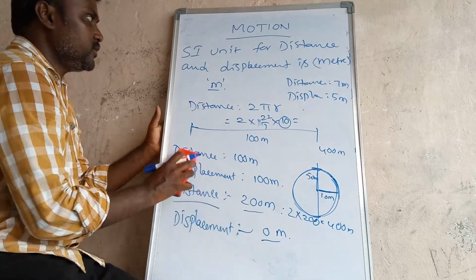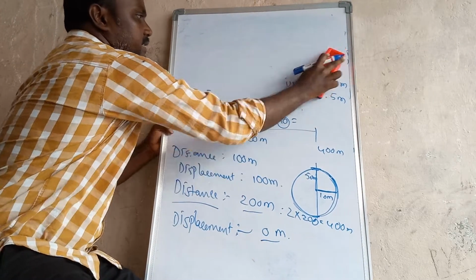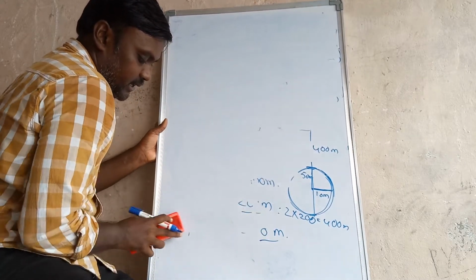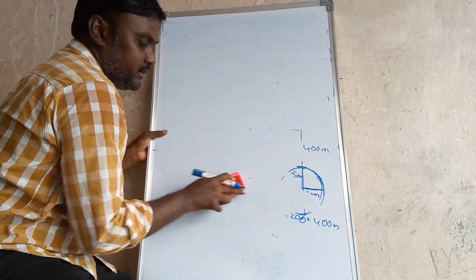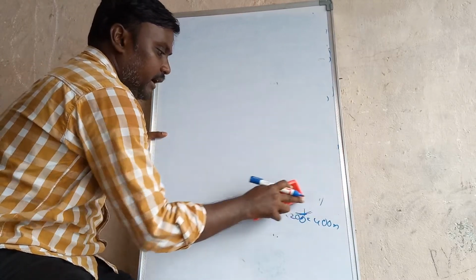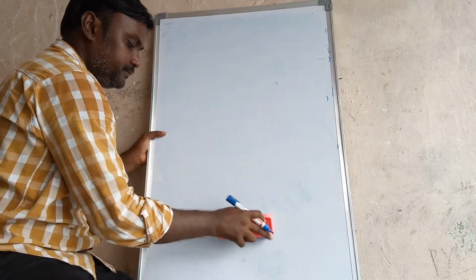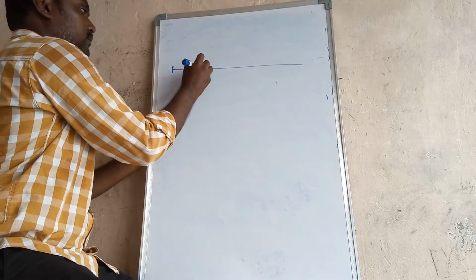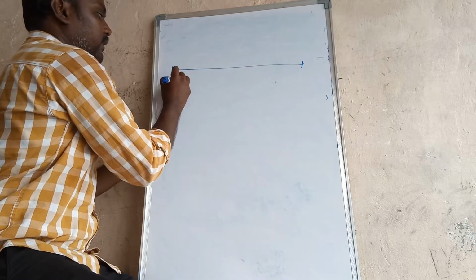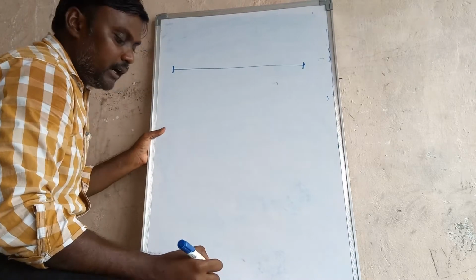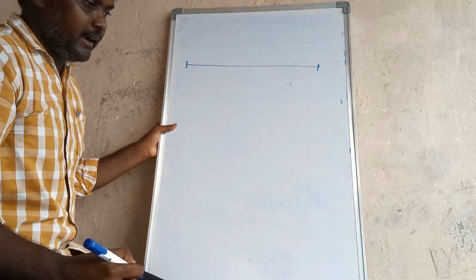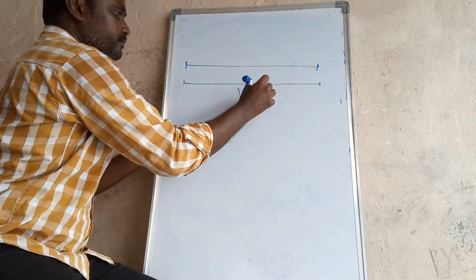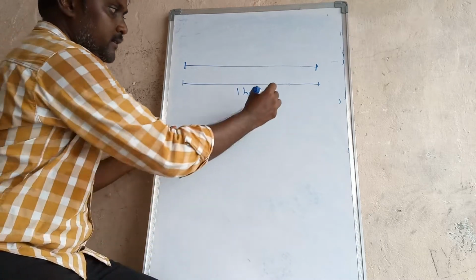And next, without wasting a single minute, we will go to the next one, speed and velocity. Average speed and average velocity. Suppose we know that a particular body is moving from here to here, and suppose you are traveling from Arakonam to Chennai, and it has taken 1 hour, like 60 minutes.